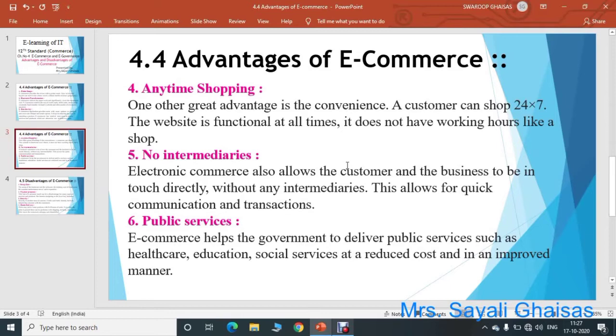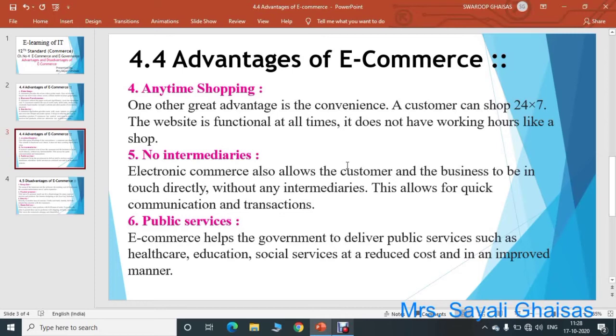Next one is the public services. E-commerce helps the government to deliver the public services such as healthcare, education, social services at a reduced cost and in an improved manner. So e-commerce helps the government to deliver the services, that is public services like healthcare, education, social services, and with a reduced cost. So in this way public services will also be available with e-commerce.